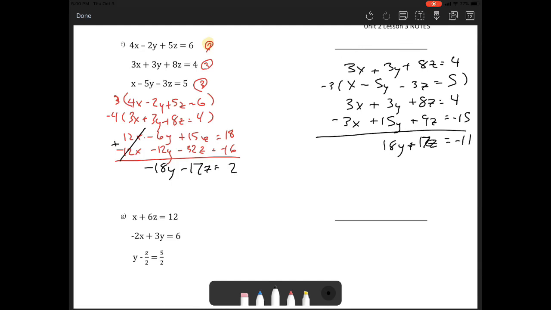17z equals negative 11, which cannot be true. Because if we're going to plug this in and have 18y plus 17z equals negative 11, that's going to cancel, that's going to cancel. So 0 equals negative 9 is not true. So our answer is going to be no solution.